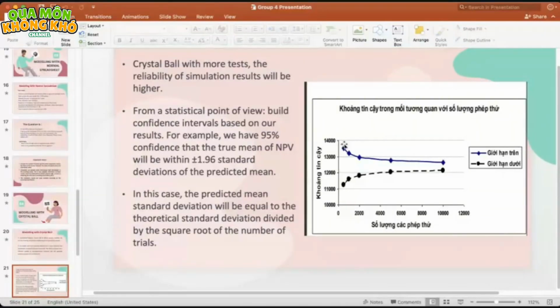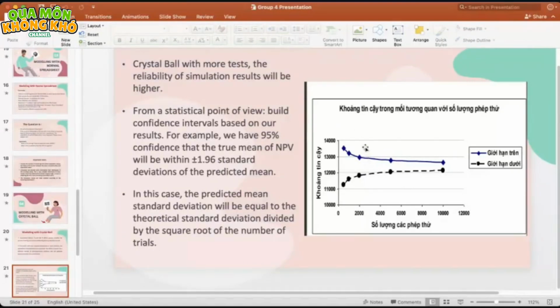And we can see that with more tests in Risk Solver, the reliability of the simulation result will be higher. From a statistical point of view, we can build a confidence interval based on our result. For example, we have 95% confidence that the achievement of NPV will be within 1.96 standard deviations of the predicted mean. In this case, the standard deviation of the predicted mean will be equal to the theoretical standard deviation divided by the square root of the number of trials.